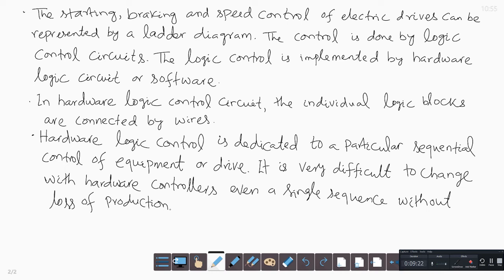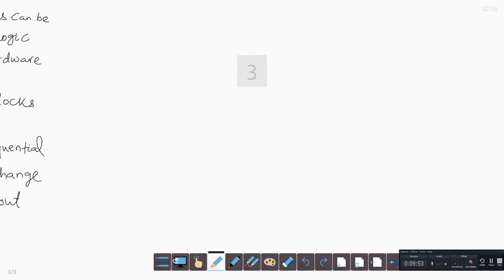The starting, braking and speed control of electric drives can be represented by a ladder diagram. The control is done by a logic control circuit. The logic control is implemented by hardware logic circuit or software. In a hardware logic control circuit, the individual logic blocks are connected by wires. So, hardware logic control is dedicated to a particular sequential control of equipment or drive. It is very difficult to change even a single sequence with hardware controllers without loss of production. That is the main demerit of hardware controllers.